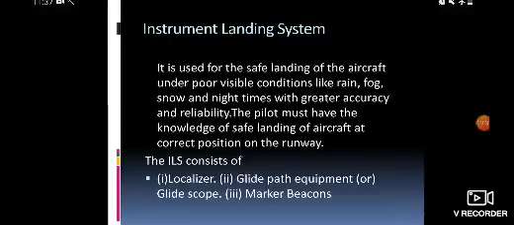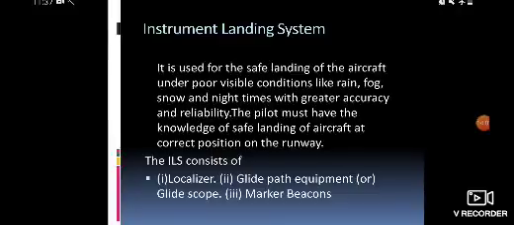It is mainly used for safe landing of the aircraft in poor visible conditions. Why? Because whenever there is rain, fog, or smoke, it is very hard to land that particular aircraft. So it is mainly used for safe landing of the aircraft under poor visible conditions like rain, fog, snow, and at night times also.